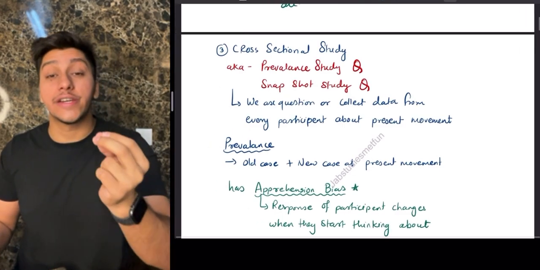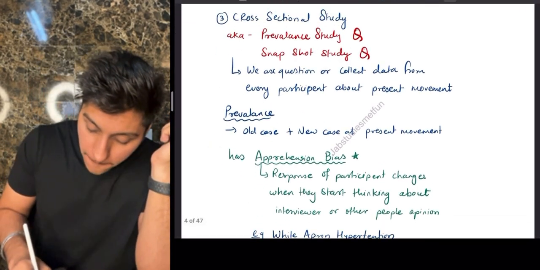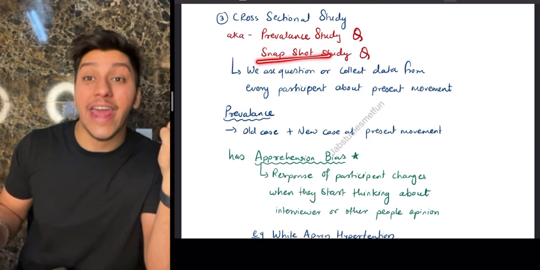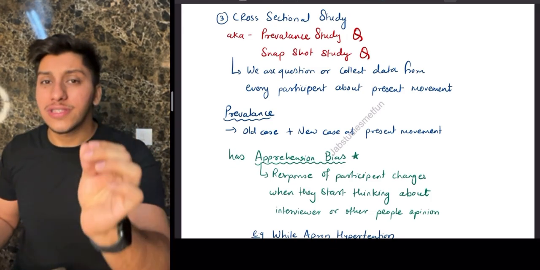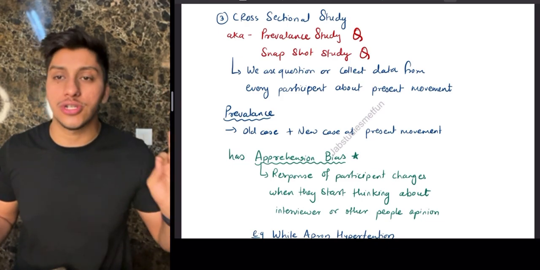What is cross-sectional study also known as? These are all PYQs. Cross-sectional study is also known as prevalence study. I'll tell you the meaning of prevalence. And it is also known as snapshot study, because you're just taking a specific population. So remember, cross-sectional study is also known as prevalence study or snapshot study.